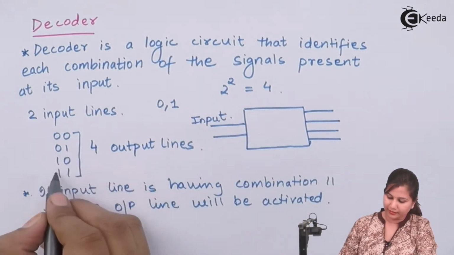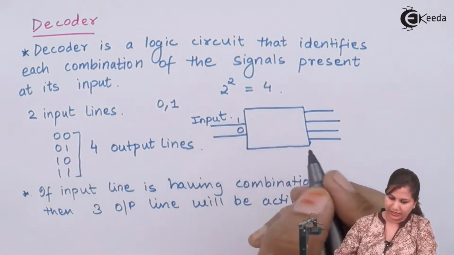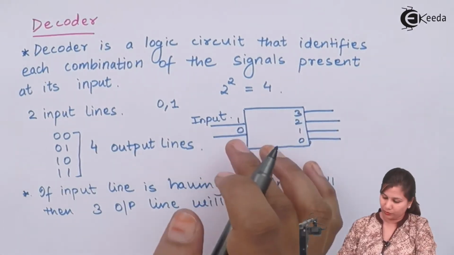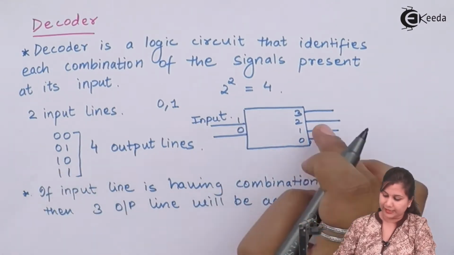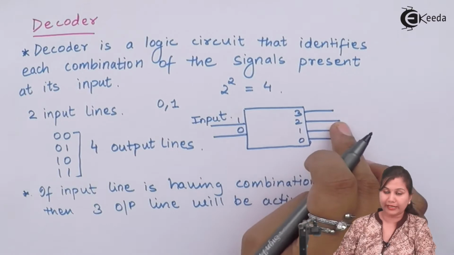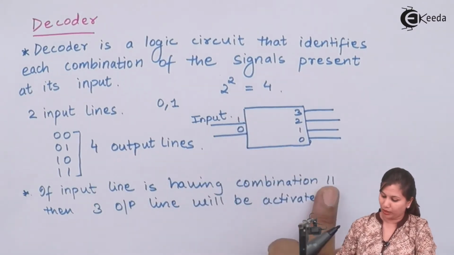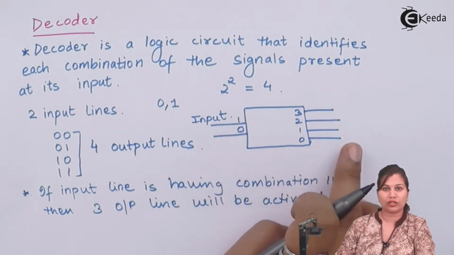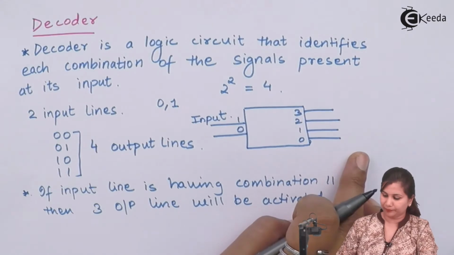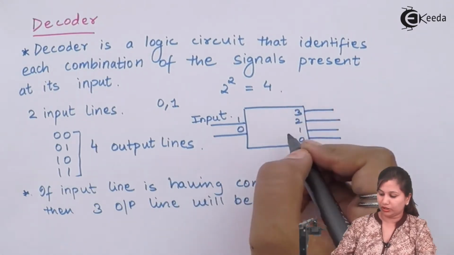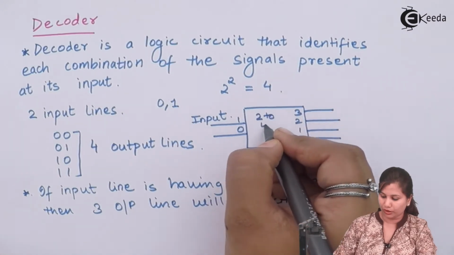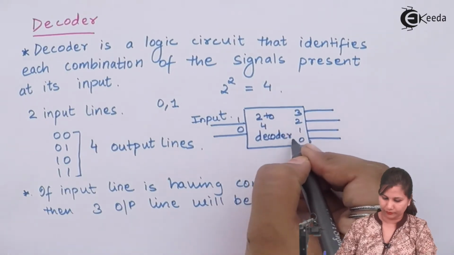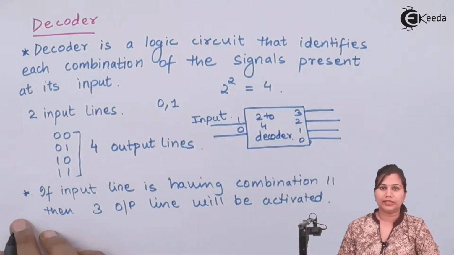Now suppose at the input we have 1 and 0, and the output lines are 0, 1, 2, 3. So when 1, 0 is there, the second output line will be activated. When we have 1, 1, the third output line will be activated. If we have 0, 0, then the 0 line will be activated. So this decoder is called the 2 to 4 decoder. This is how decoders work.